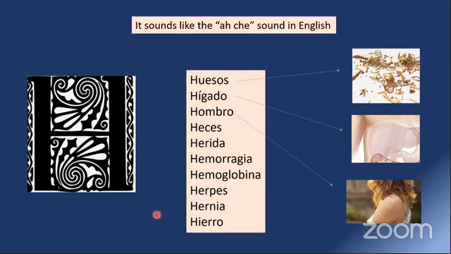Hernia. Hernia. Pronunciation is the clue here. And hierro. Oh, you need to take more hierro. Oh, what's hierro? Oh, doctor, I'm taking hierro. Or nurse, I'm taking hierro. Hierro is iron. Iron. Tabletas de hierro. We learned last week. Tabletas de hierro. Pastillas de hierro. Iron tablets, iron pills.